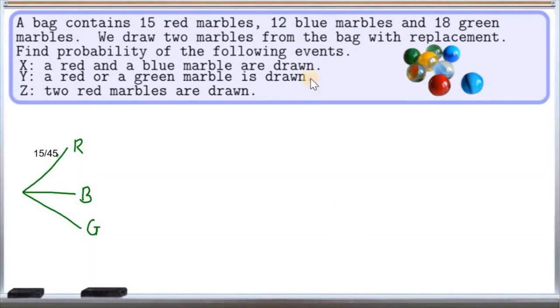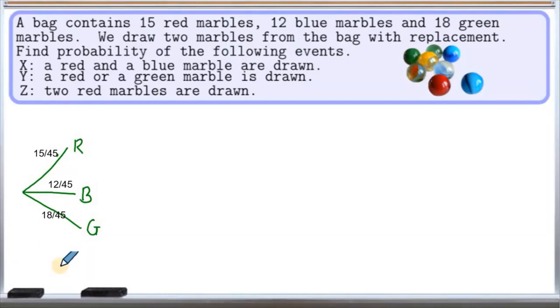Next, there are 12 blue marbles, so the probability of getting blue marble is 12 over 45. We put that here. And there are 18 green marbles, so the probability of getting green is 18 over 45. We put that here. So we are done with the first draw. Now we will do the second draw.